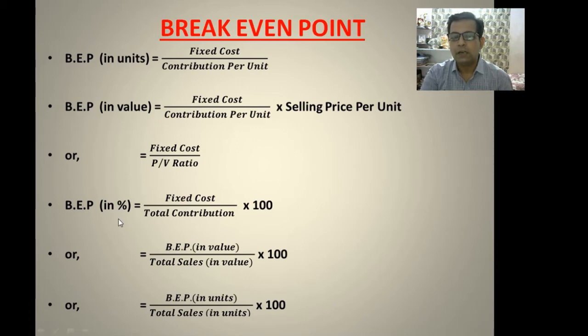But if you want to calculate BEP in percentage, there are three different formulas. It is fixed cost by total contribution. Please remember, in units, we divide it by contribution per unit. If I want the answer in percentage, I divide it by total contribution. The next is BEP in rupees divided by total sales in rupees. What percentage of my total sales is my BEP? As simple as this.